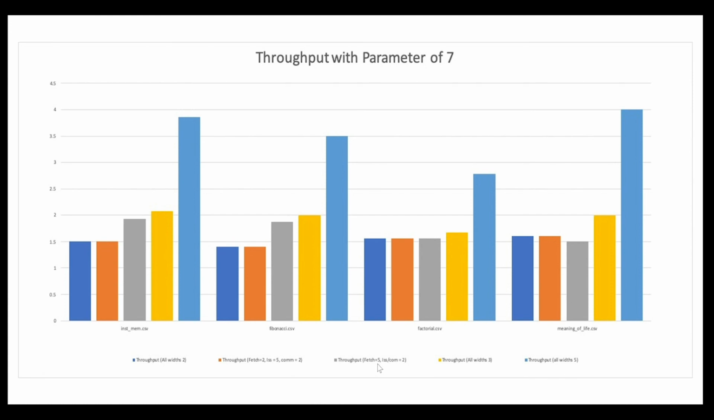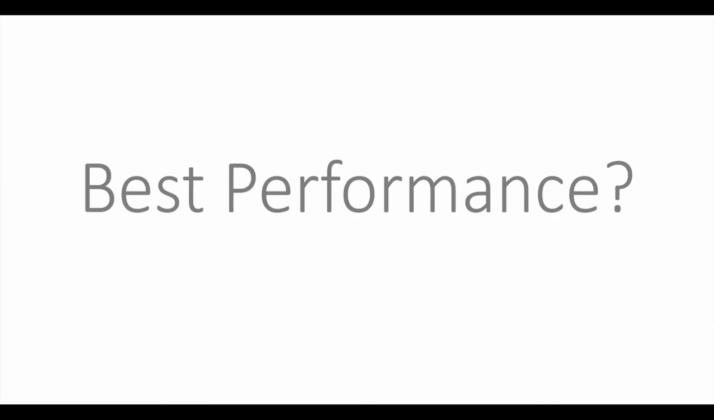When you have your fetch width as 5 and your issue width and commit width as 2, some of the programs stay the same because in the end we still only have 2 going out. And in our Fibonacci and our test program, it increases slightly. And then when we go to yellow and all of our widths are 3, all of the graphs accordingly increase. And again, when all of the widths are 5, we increase again. The best performance occurs when the widths are large for our throughput and the parameters in our program are small, as shown from our latency graph.